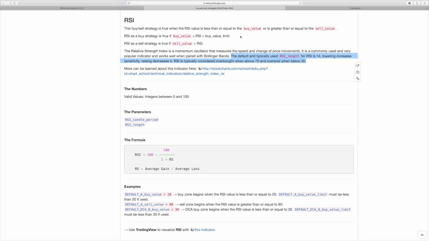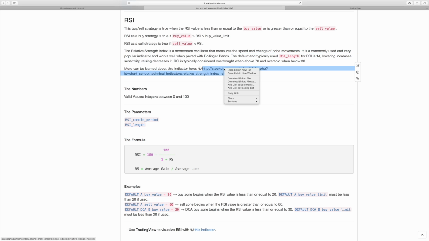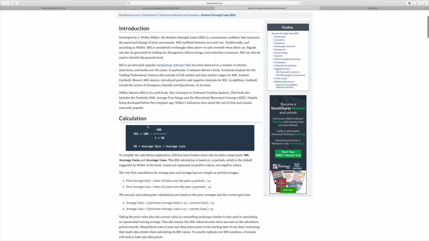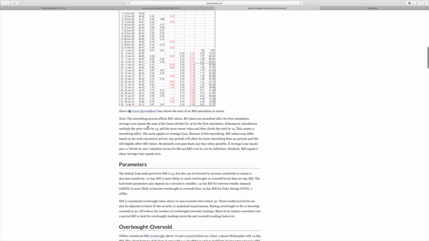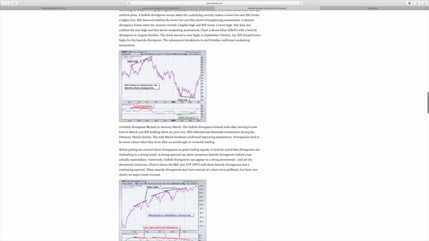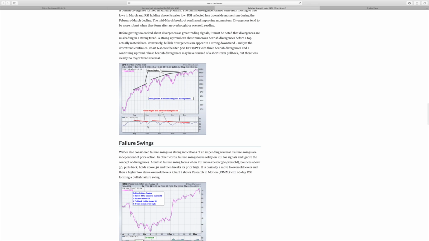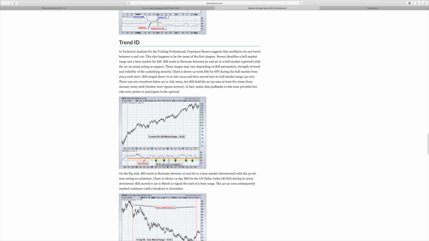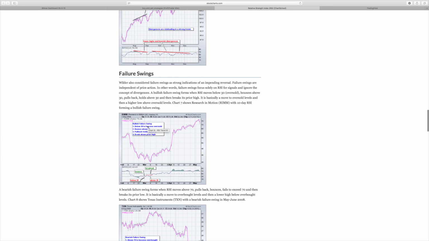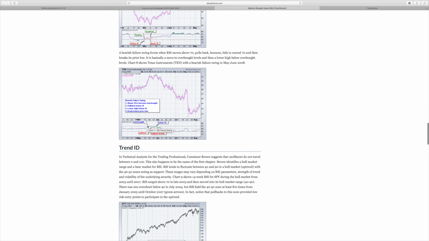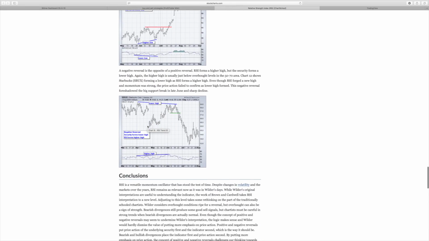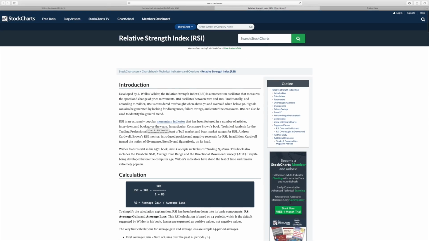More information can be found at this little link, stockcharts.com. I'm just going to go ahead and open that in a new tab here. As you can see, this article is very extensive on RSI, and I highly recommend reading this, especially about the divergences and failure swings. Those can be very useful tools for evaluating whether or not some assets are suitable for you to trade in. Trend ID, positive and negative reversals, all that kind of stuff. This is very well written and has a lot of information.